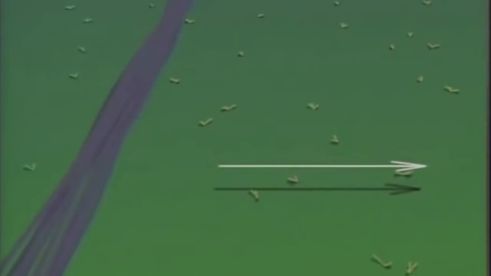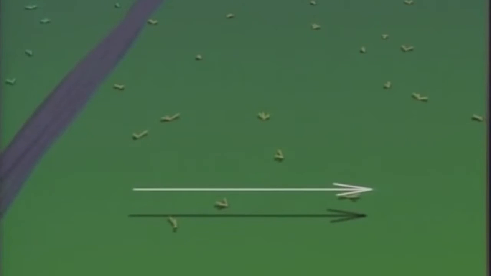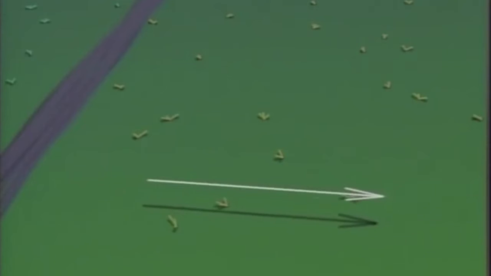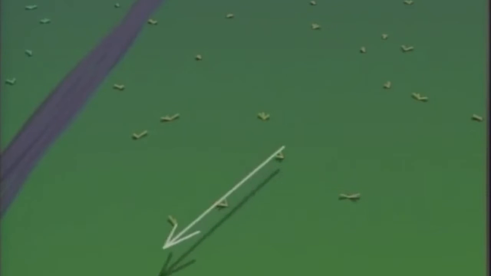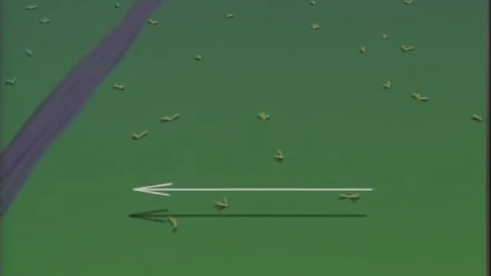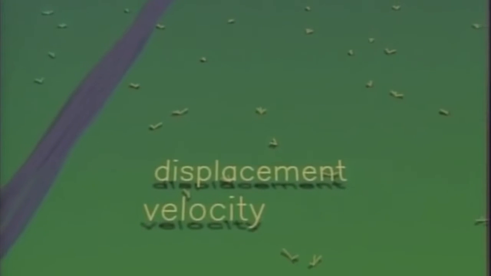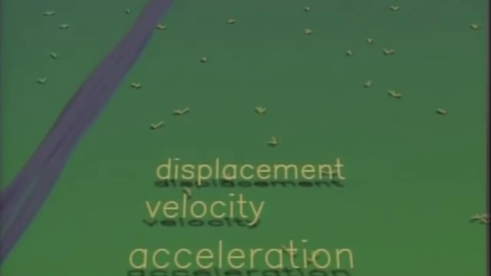A quantity that has both magnitude and direction is a vector represented by an arrow. The arrow's direction is the direction of the quantity, and the length of the arrow indicates its magnitude. Displacement, velocity, and acceleration are all vectors.